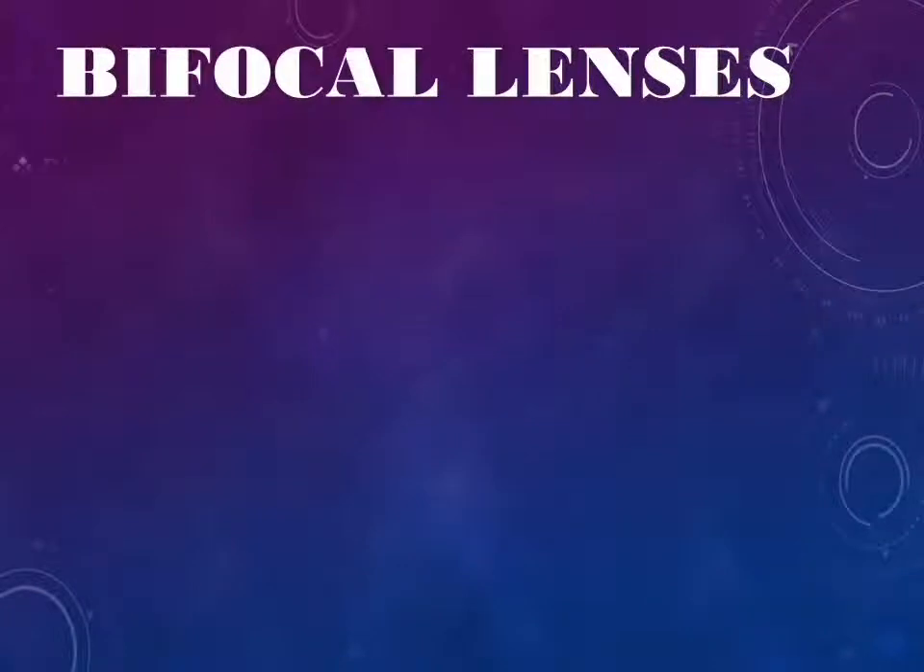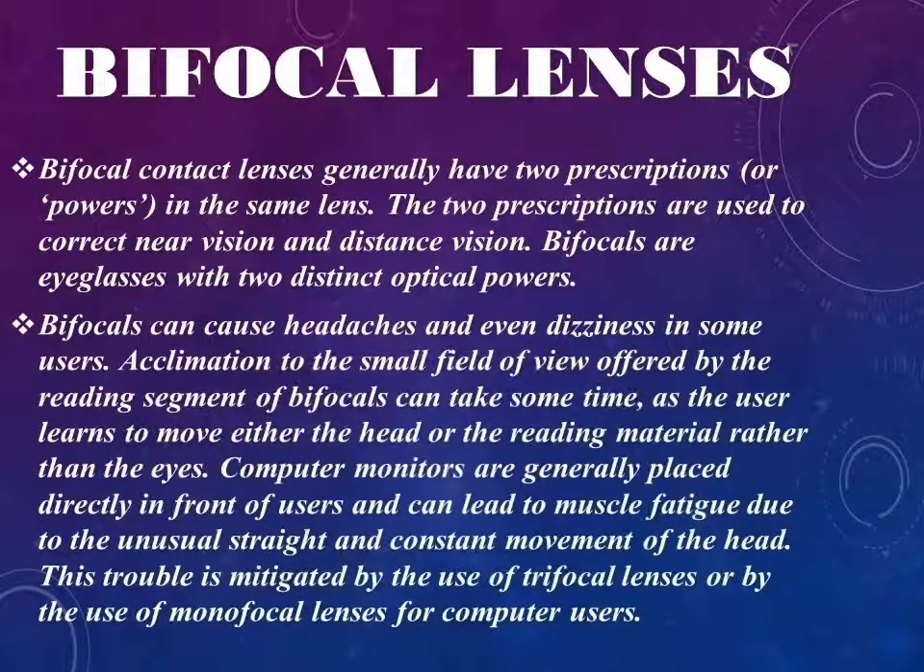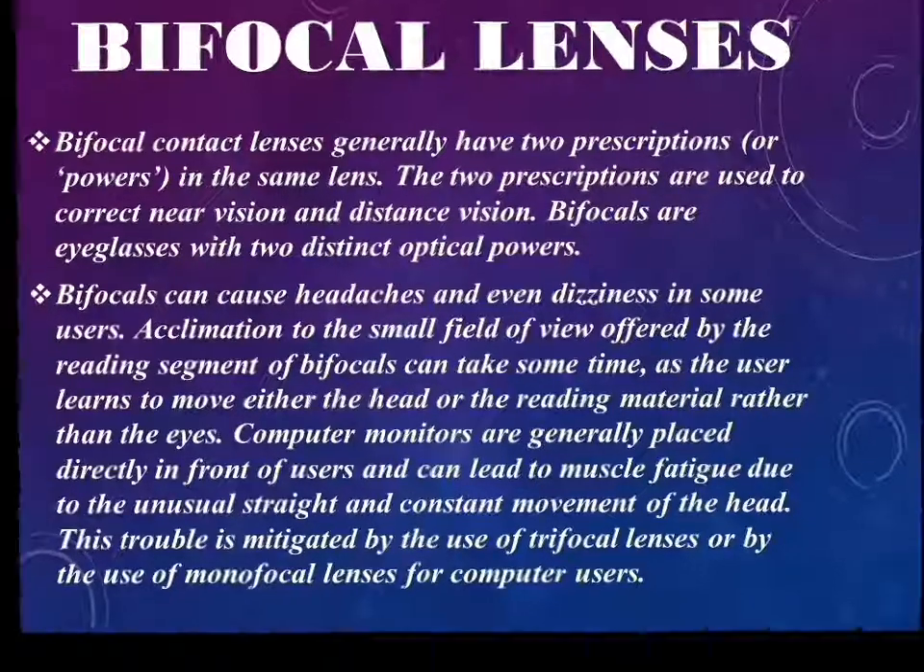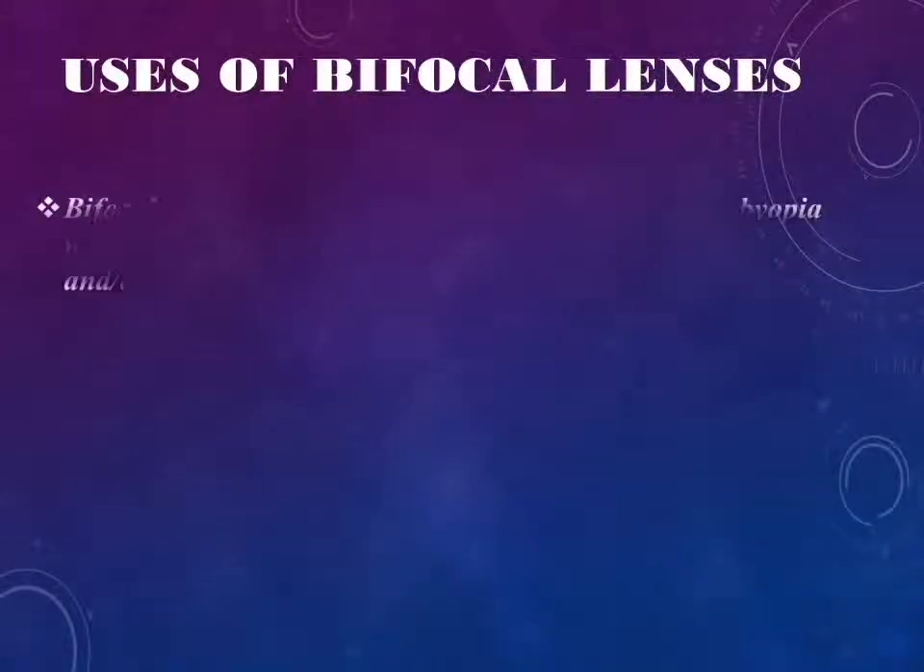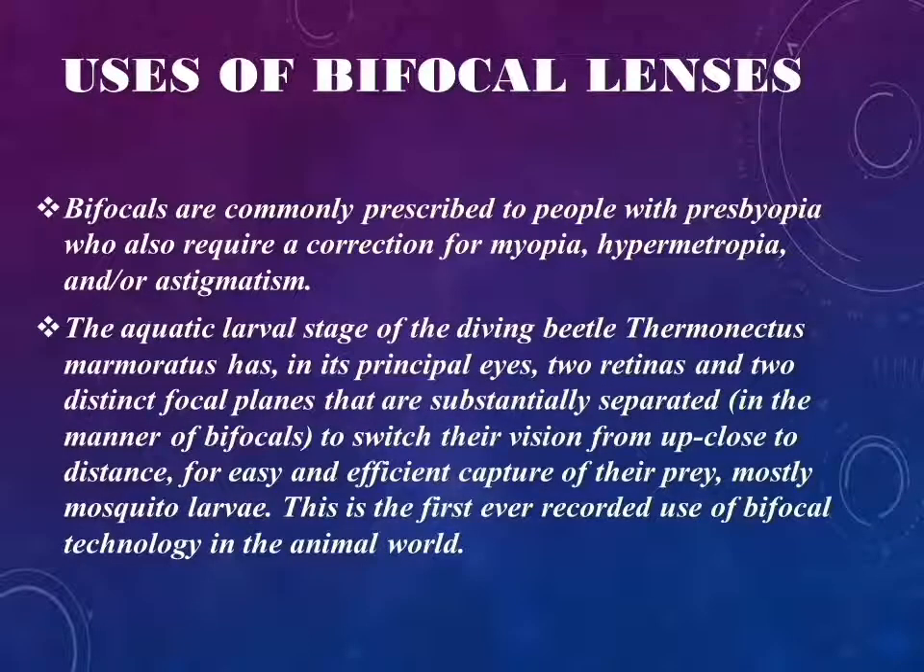Bifocal contact lenses generally have two prescriptions in the same lens. The two prescriptions are used to correct near vision and distance vision. Bifocals are commonly prescribed to people with presbyopia who also require a correction for myopia or hypermetropia.